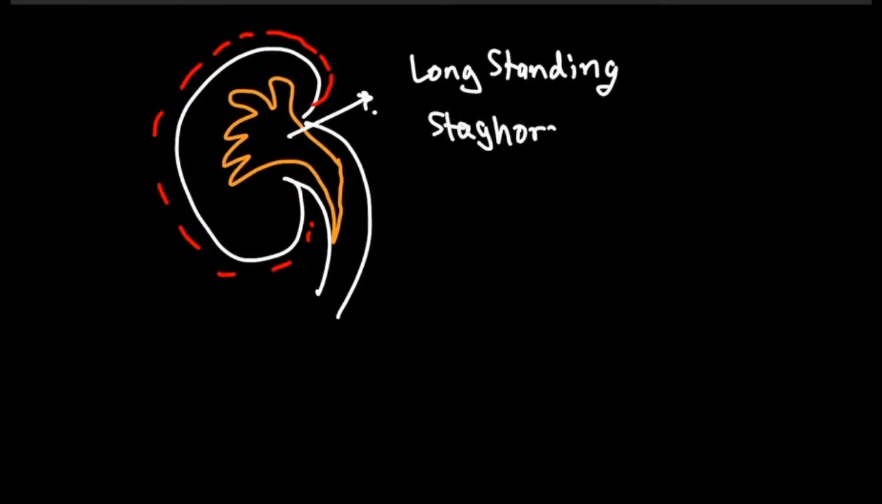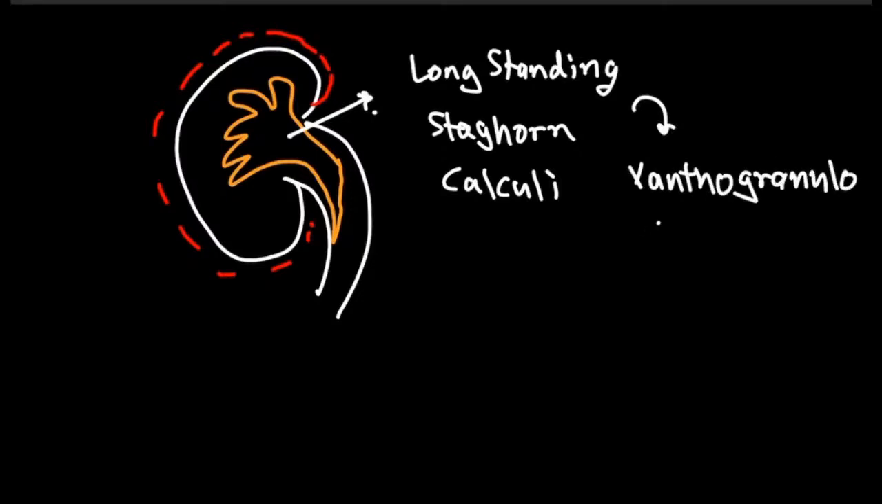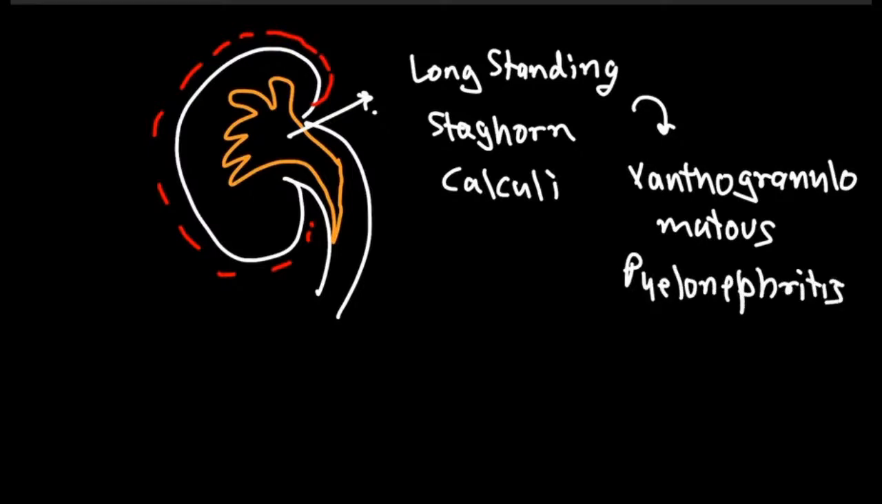Okay, so in the background of long-standing staghorn calculi, you are getting a pyelonephritis which is called xanthogranulomatous pyelonephritis. Right, as simple as that.